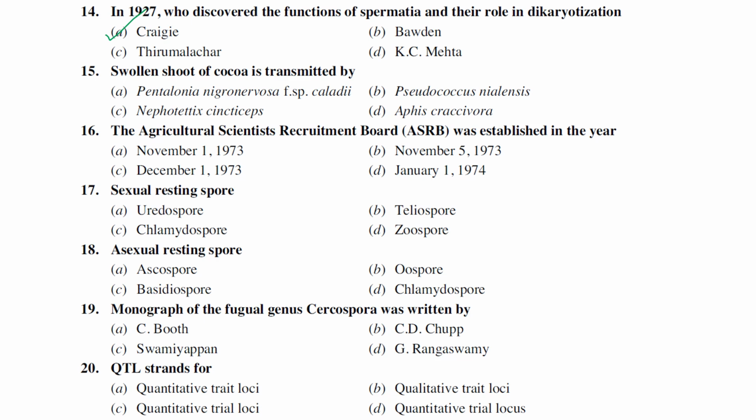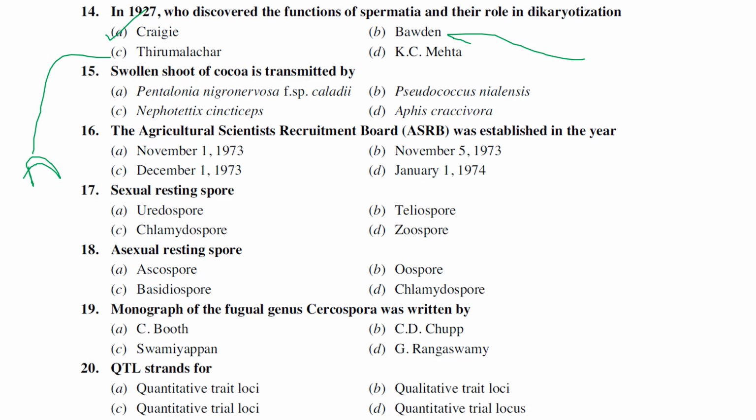F.C. Bawden, he is actually a virologist. He called virus a nucleoprotein, which means it is a combination of nucleic acid and protein. Thirumalachar, we know very well, is related to antifungal antibiotics. The first antifungal antibiotic, Aureofungin, was discovered by Thirumalachar only. And K.C. Mehta, father of Indian rust research.